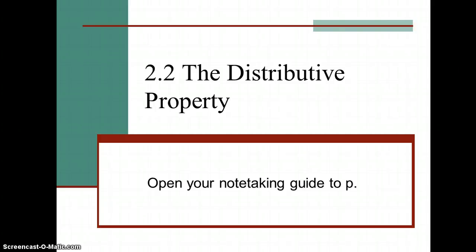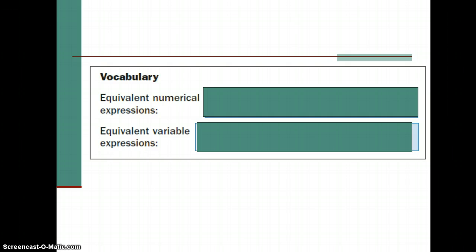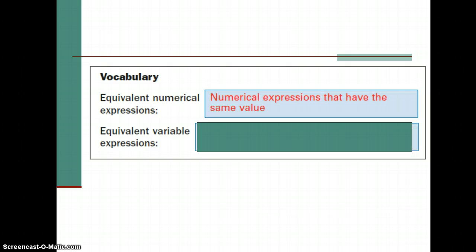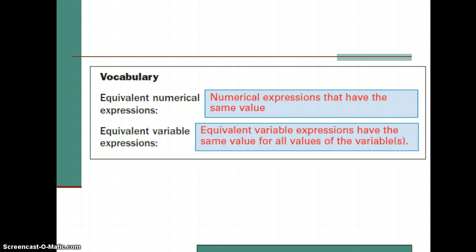Lesson 2.2, the distributive property. Equivalent numerical expressions are numerical expressions that have the same value. Equivalent variable expressions have the same value for all values of the variables.